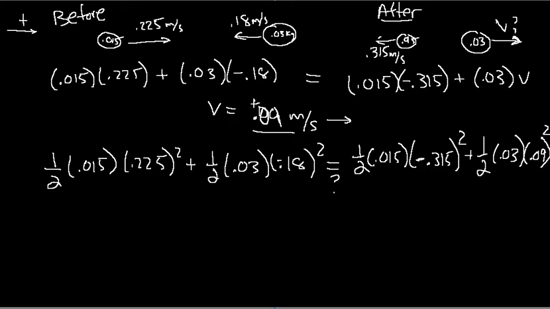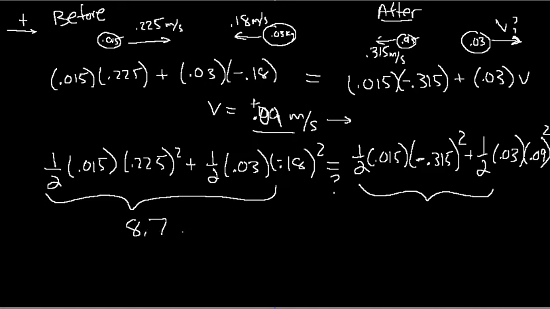And the question is, and I'll leave this for you to solve, are they equal? Is this side equal to this side? If you do that math, you should find that yes, they are in fact equal, and both sides will give you the same number. This is 8.7 times 10 to the negative 4 joules, and this side is also 8.7 times 10 to the negative 4 joules. So we had complete conservation of kinetic energy. I hope that helped, and we'll talk more later.